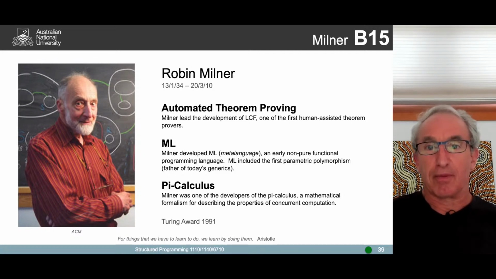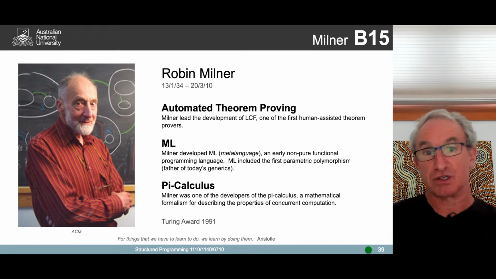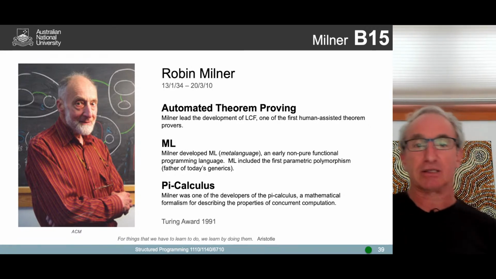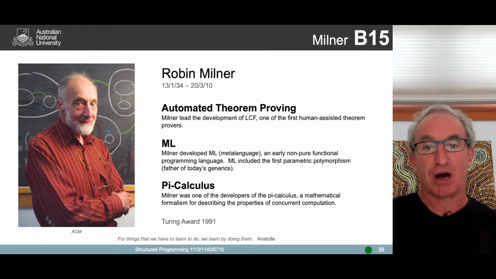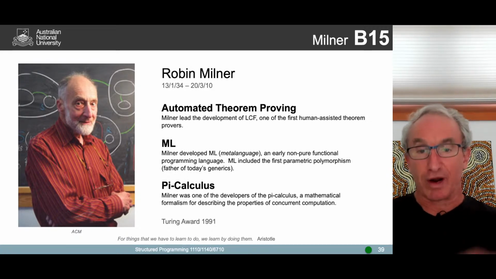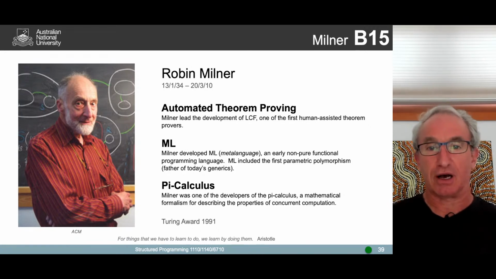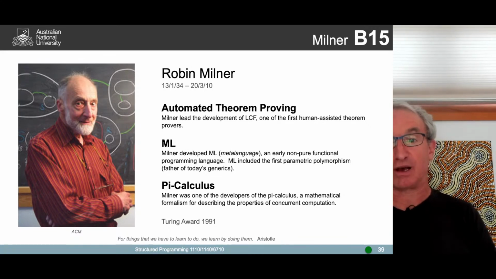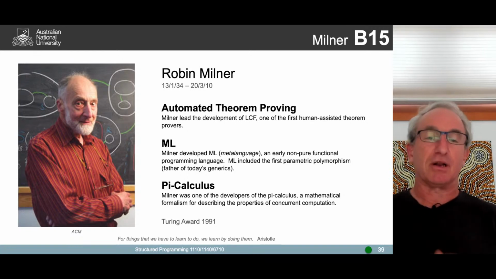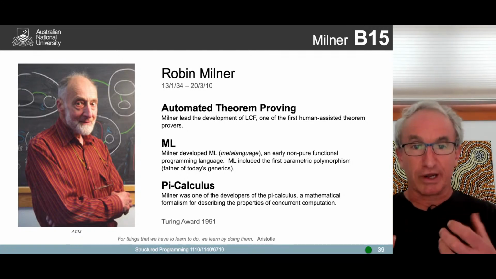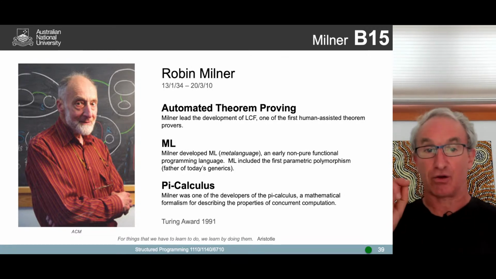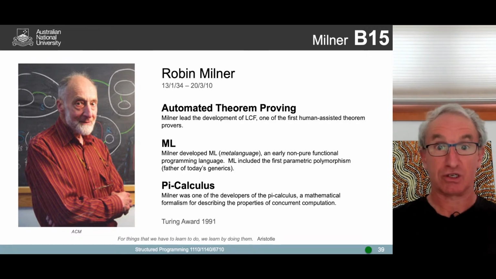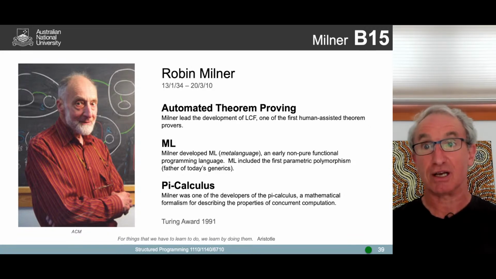ML is very important, among other things, for having the first parametric polymorphism, which is the father of today's generics. It's absolutely no accident that Don Syme, the guy who invented F#, was also responsible for getting generics correctly implemented in .NET at Microsoft. Being a student of ML, he knew a lot about how to do that well and did a fantastic job of it. The Pi calculus is a formalism for describing the properties of concurrent computation. What I like about what Robin's done, he did a lot of great stuff, but was putting rigor into computer science and allowing us to reason about the correctness of the things we're doing, including concurrent things, which is a really very interesting and challenging area.